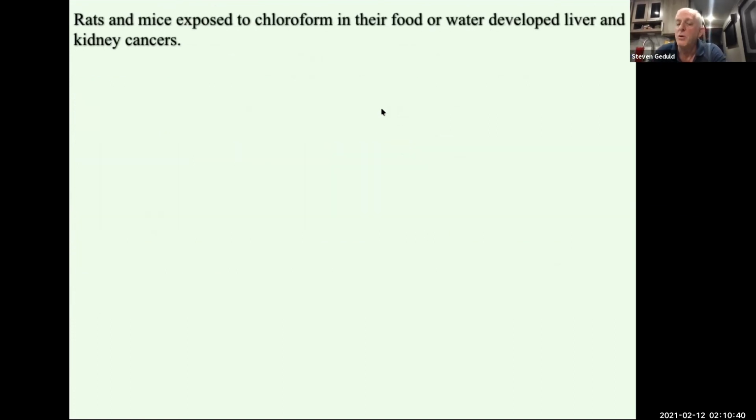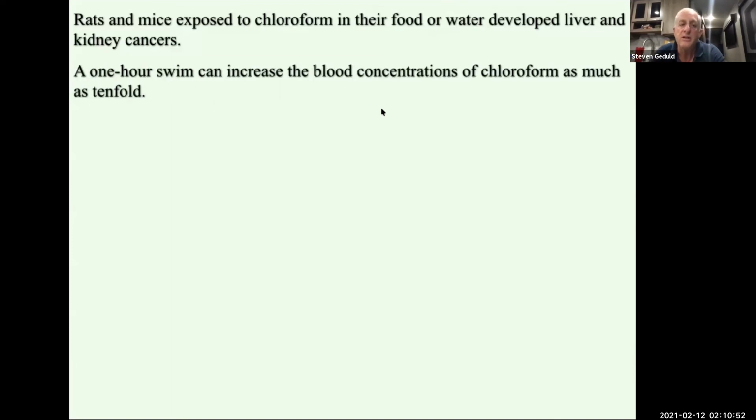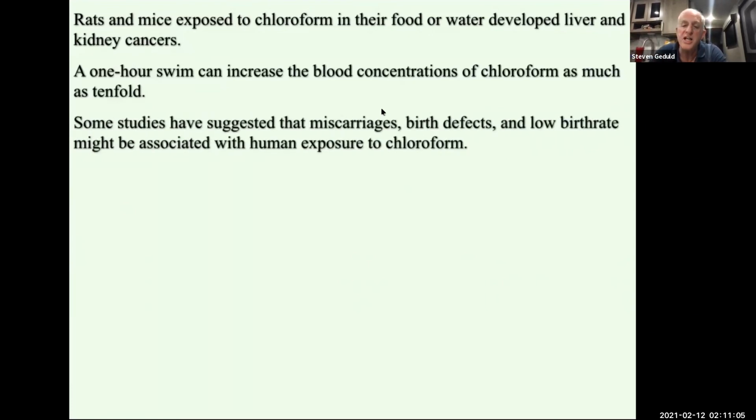Okay. So in the experiments that they did, rats and mice who were exposed to this chloroform in the food and water developed liver and kidney cancers. That's what's considered a carcinogen. That's one of our chapters over a bunch of different carcinogens. A 1 hour swim can increase the blood concentration of chloroform as much as 10-fold because they're breathing that air in right above the surface of the water. Studies have suggested miscarriages, birth defects, low birth rates might be associated with human exposure to chloroform.